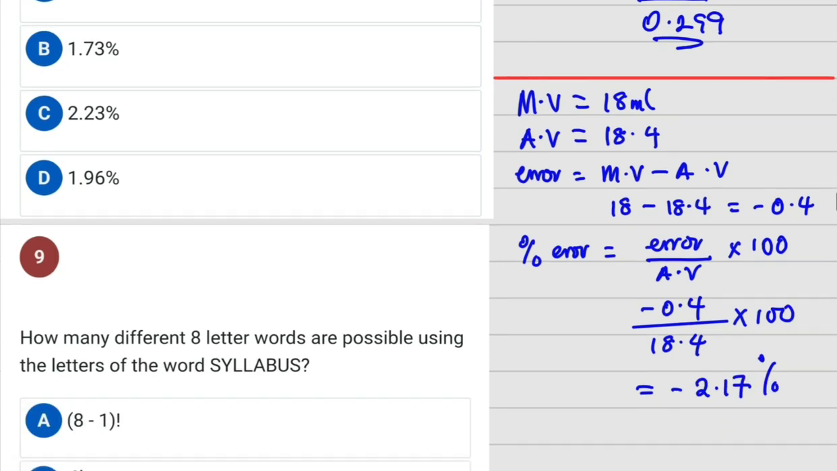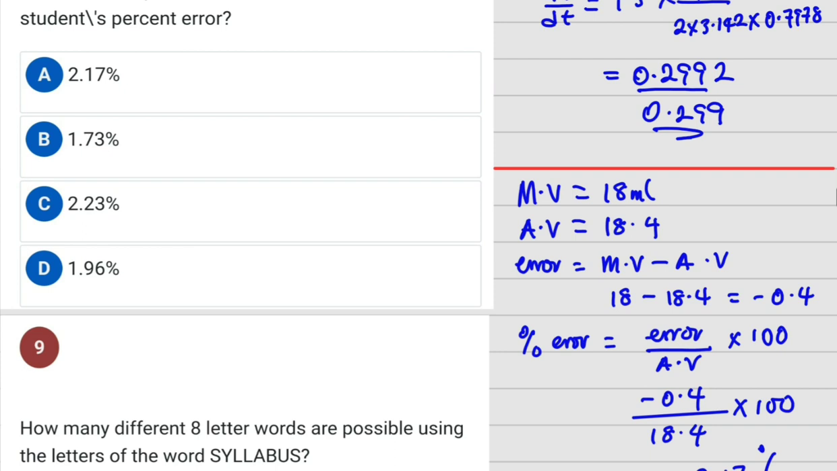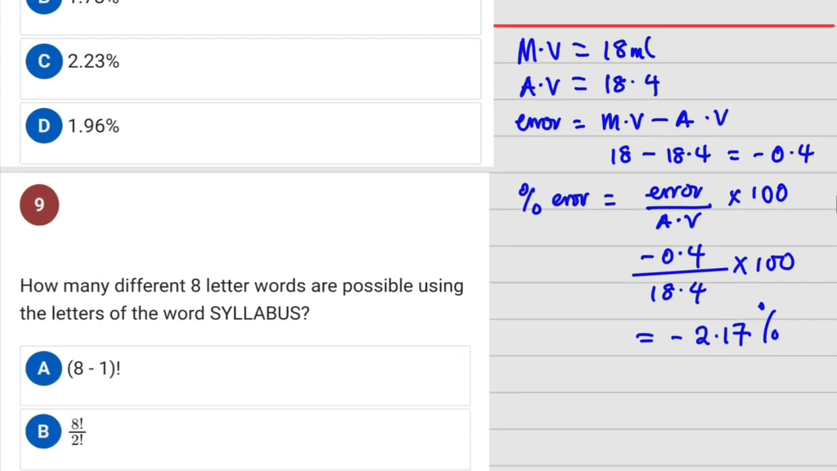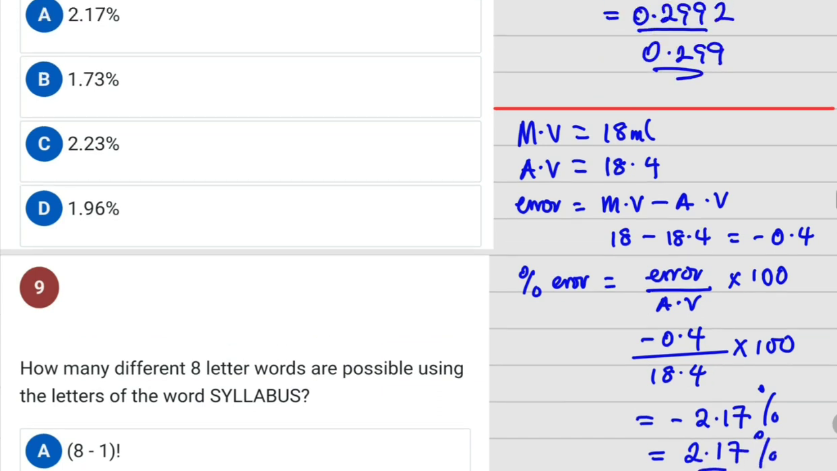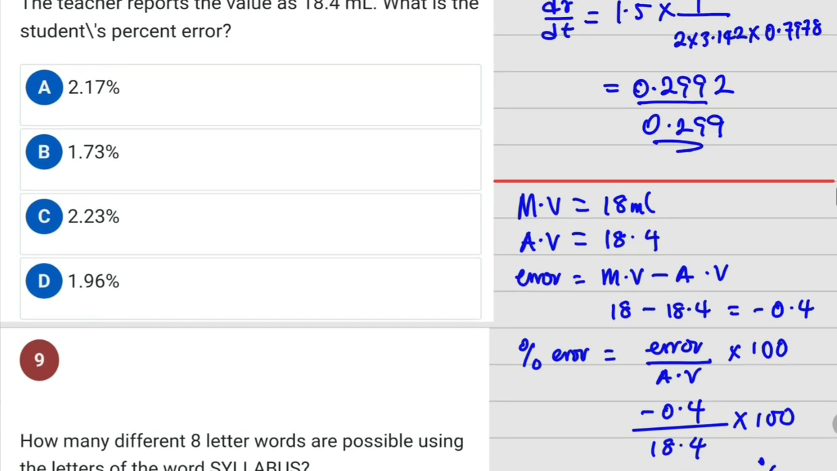Now, in this case, this minus shows that the measured value is less than the actual value. But the options here are talking about absolute error. So the absolute error is going to be the positive value of this, which is 2.17%. Okay, so we'll come down and pick our answer as A. So we have our answer as A. Okay, that is that for that. So let's move to the next question.